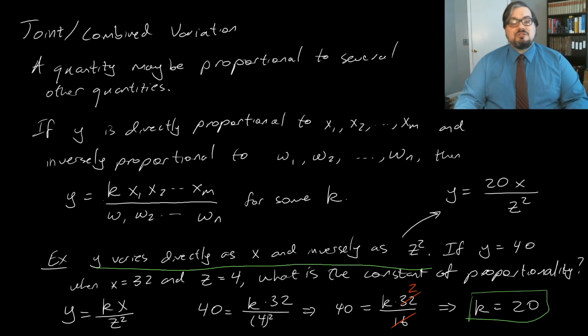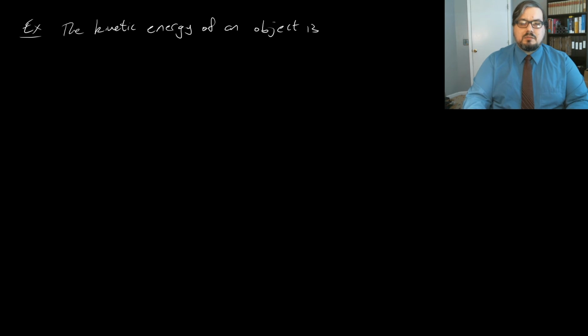This type of problem actually shows up reasonably often in engineering and physics type problems. Let's see a couple of examples of that. The kinetic energy of an object is proportional to its mass and the square of its speed.